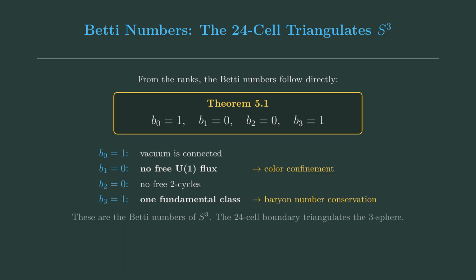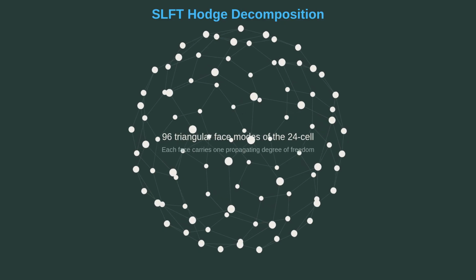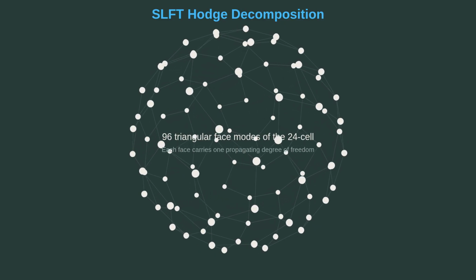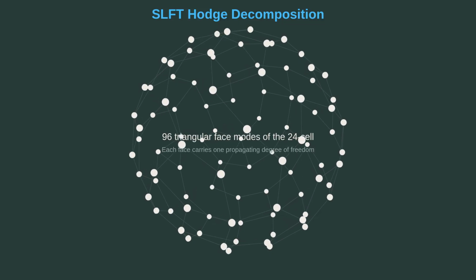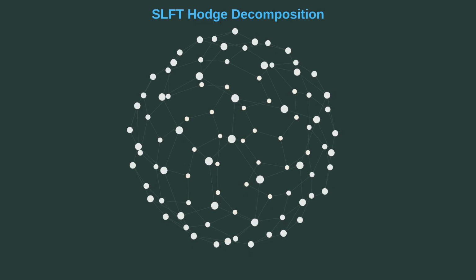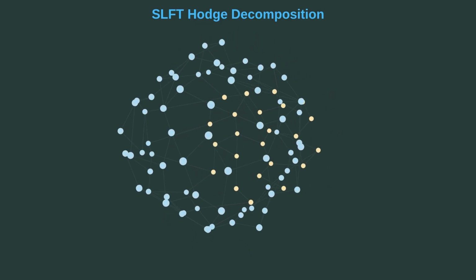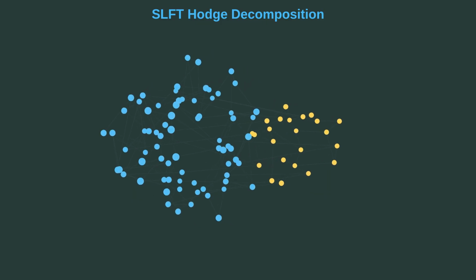From the ranks, the Betti numbers follow immediately. B0 equals 1, the vacuum is connected. B1 equals 0, kernel and image both have dimension 73, so H1 is trivial. B2 equals 0. B3 equals 1, the fundamental class of S3. These are exactly the Betti numbers of the 3-sphere. The 24-cell boundary triangulates S3. 2 numbers carry all the physical weight. B1 equals 0 gives us color confinement, and B3 equals 1 gives us baryon stability. Everything else follows from there.